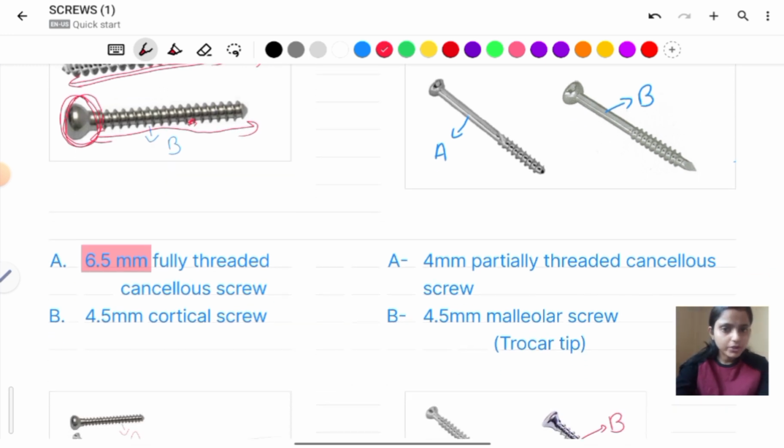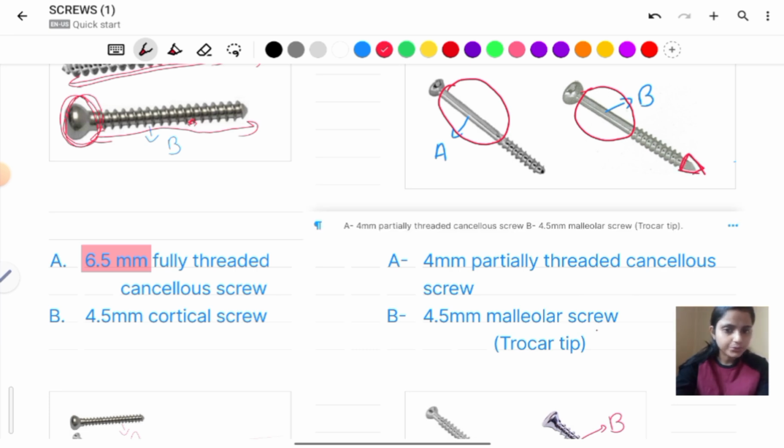These both are of small size. These both are partially threaded, but in the tip we can see there is the trocar tip, and trocar tip is found in the malleolar screw. So this is a 4 mm partially threaded cancellous screw. This is a cancellous screw as it has a small head, but this is the 4.5 mm malleolar screw as it has trocar tip.